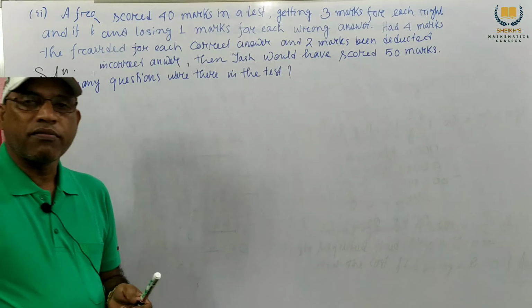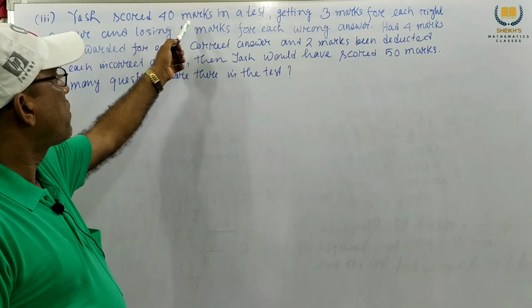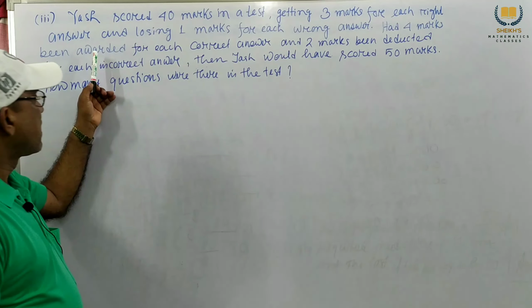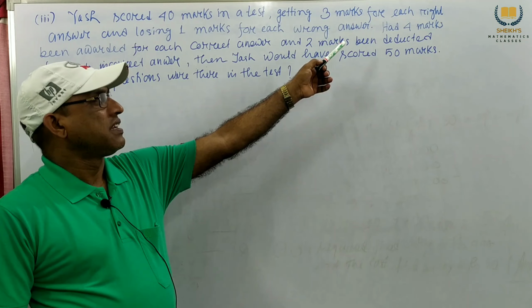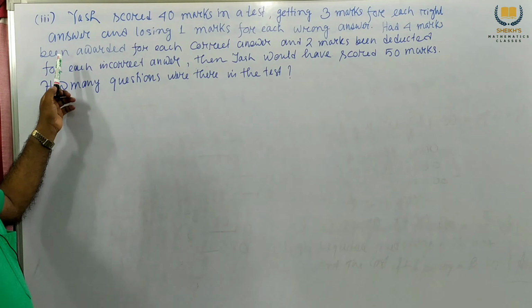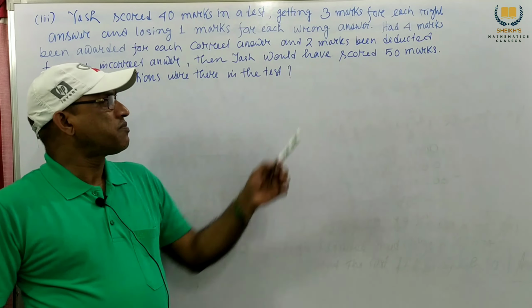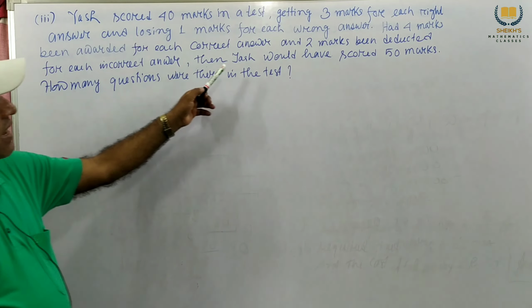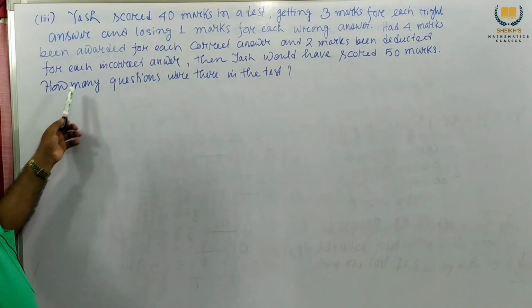Now we consider problem number 3. Yash scored 40 marks in a test, getting 3 marks for each right answer and losing 1 mark for each wrong answer. Had 4 marks been awarded for each correct answer and 2 marks been deducted for each incorrect answer, then Yash would have scored 50 marks. How many questions were there in the test?